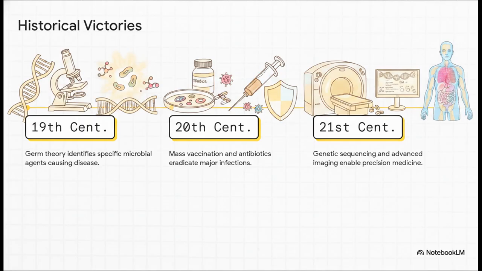And that breakthrough led directly to the 20th century, an era totally dominated by mass vaccination programs and antibiotics that wiped out infections that used to be an automatic death sentence. Fast forward to today, the 21st century, and this exact same reductionist science is driving precision technology. We're talking genetic sequencing, advanced imaging like MRIs and CT scans, which allow doctors to spot pathology at the cellular level long before a systemic failure ever actually happens.